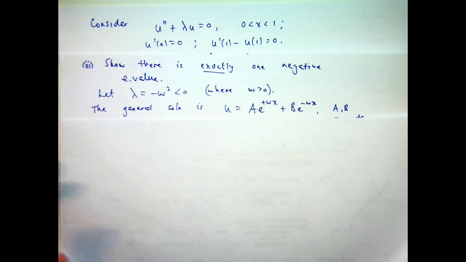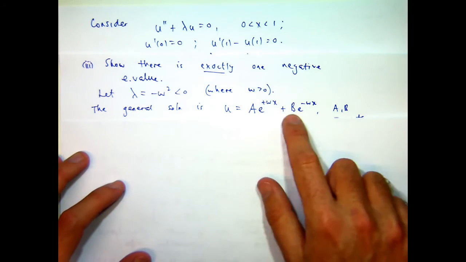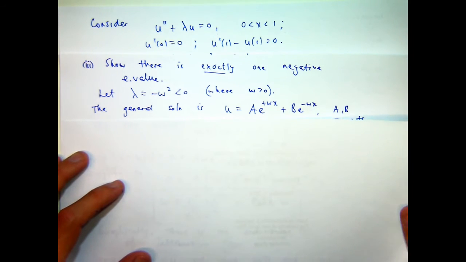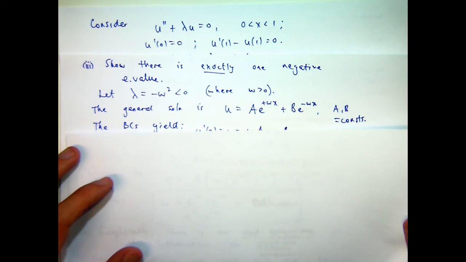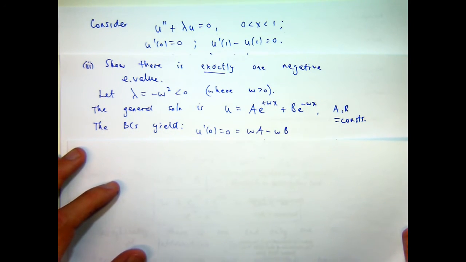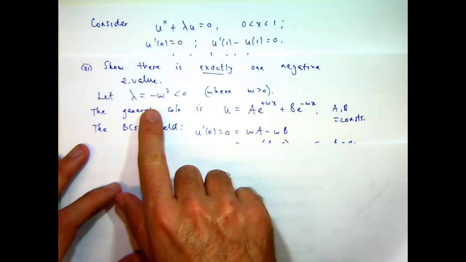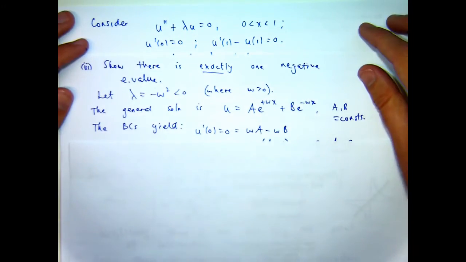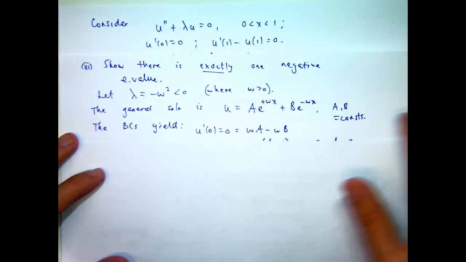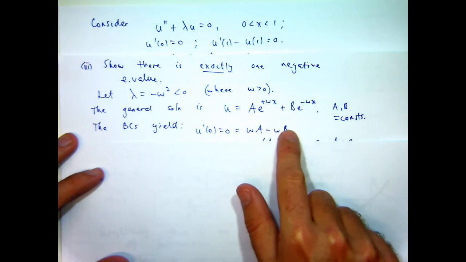Okay, so if lambda is negative, minus omega squared, the roots to our characteristic equation are going to be positive omega and negative omega. They're going to be real. So our general solution is just a linear combination of exponentials. Okay, if we use the left-hand boundary condition, this is what we get.